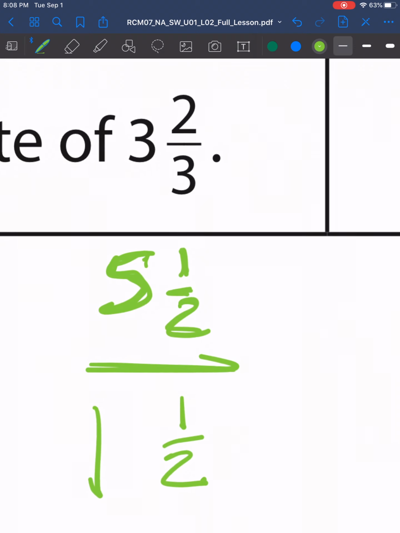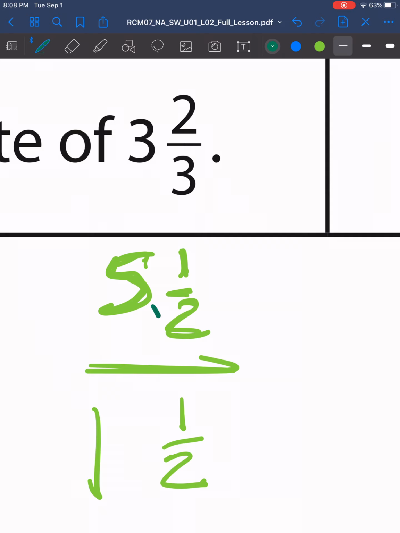First, we have to turn both of these into improper fractions. And we do that by saying times. So you would times 5 times 2, and then you would add the numerator, the 1. So 5 times 2 is 10, plus 1 more is 11.